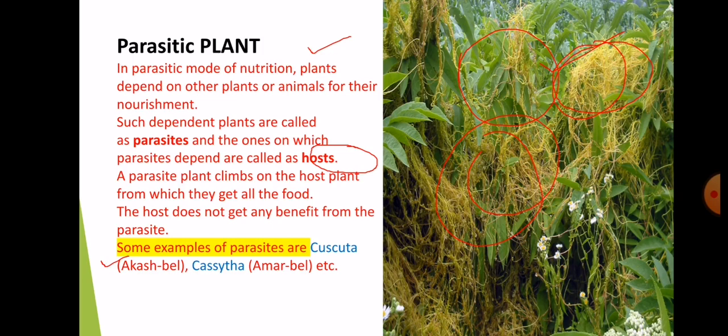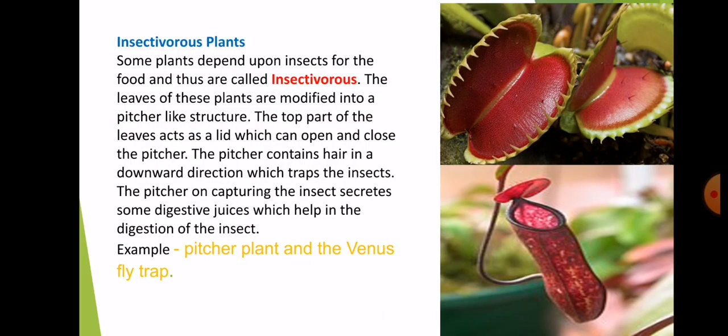Now the second one is insectivorous plants. As the name suggests, insectivorous means insects are involved in this. So some plants depend upon insects for food, and they are known as insectivorous plants. They depend on insects for their food.